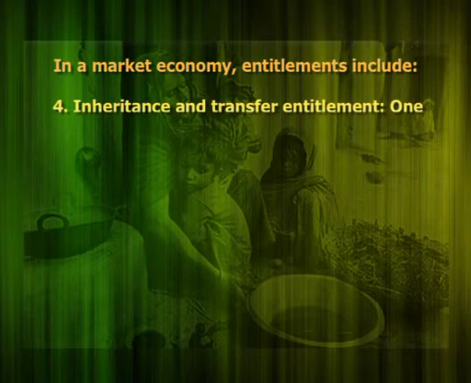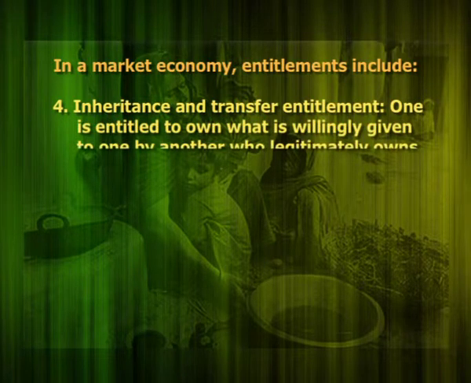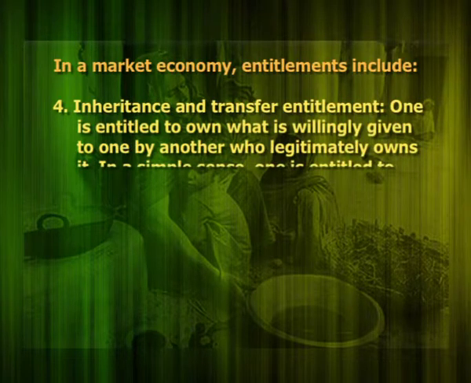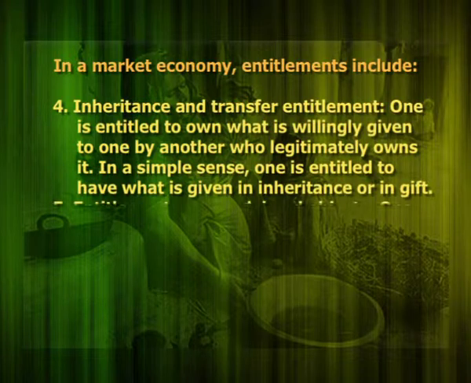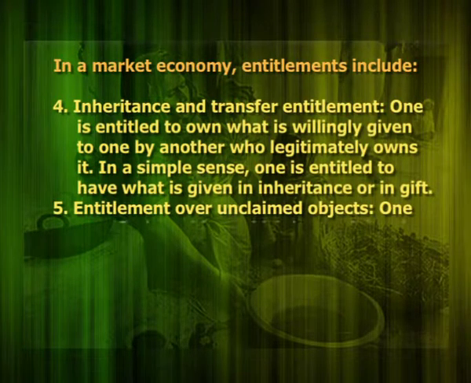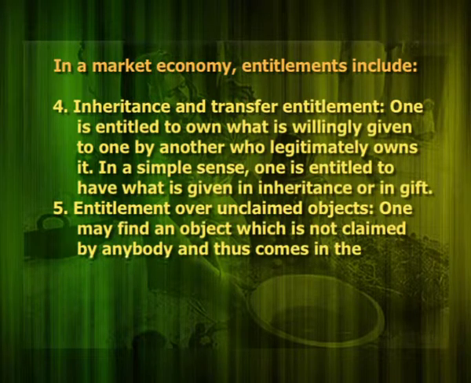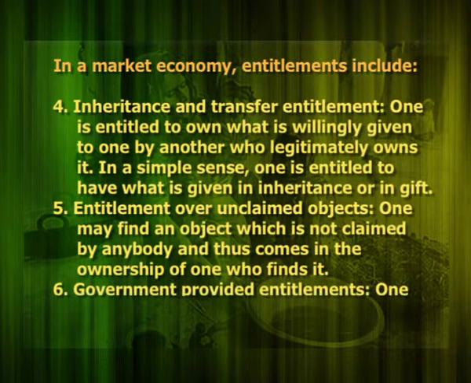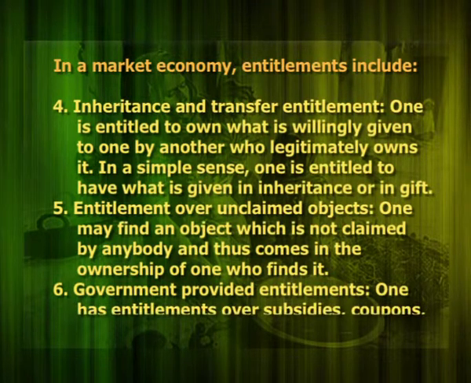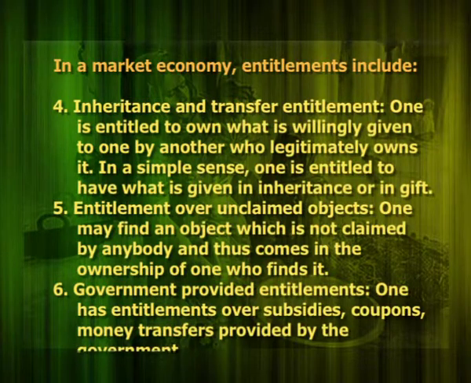The fourth one is inheritance and transfer entitlement. One is entitled to own what is willingly given to one by another who legitimately owns it. In a simple sense, one is entitled to have what is given in inheritance or in gift. The fifth, entitlement over unclaimed objects. One may find an object which is not claimed by anybody and thus comes in the ownership of one who finds it. And finally, the sixth one, government provided entitlements. One has entitlements over subsidies, coupons, money transfers which are provided by the government.